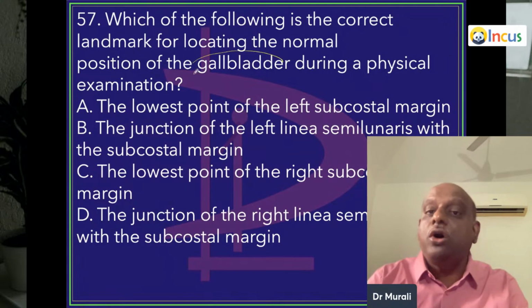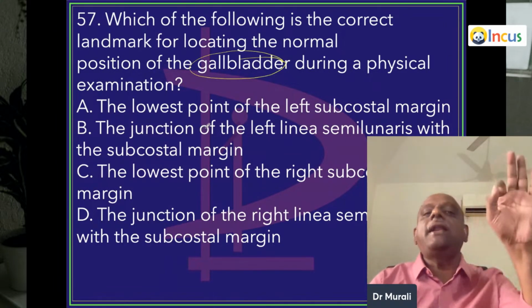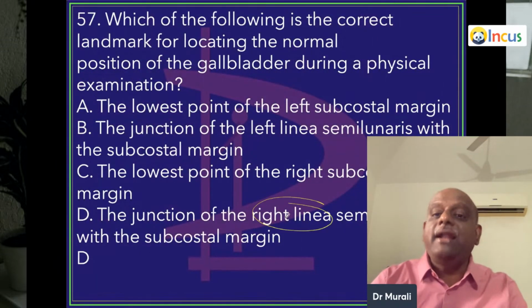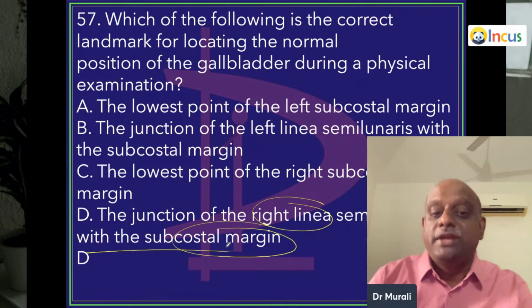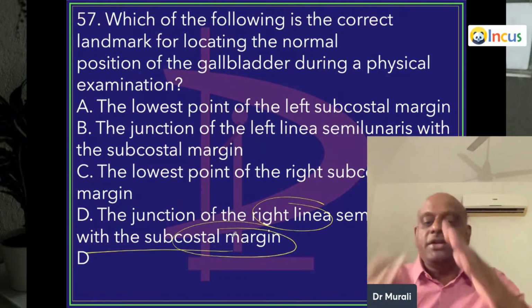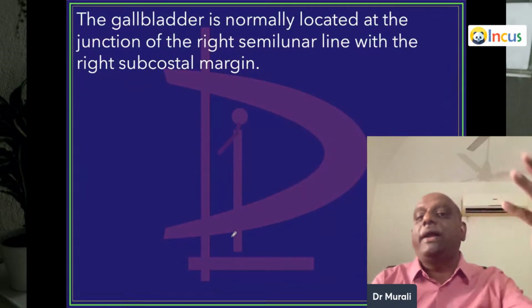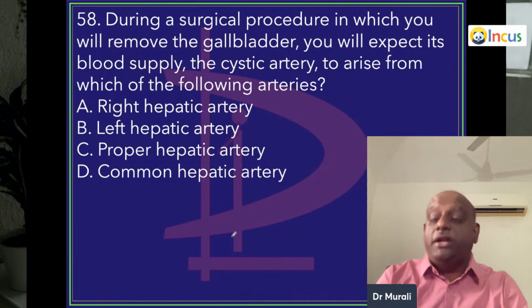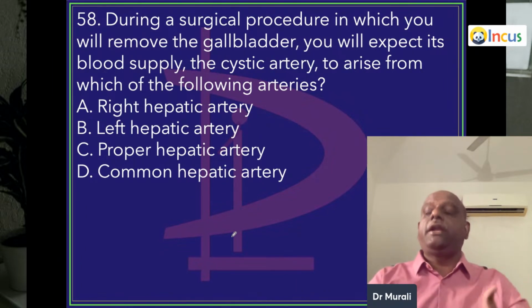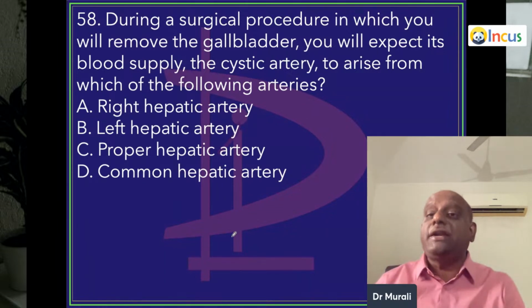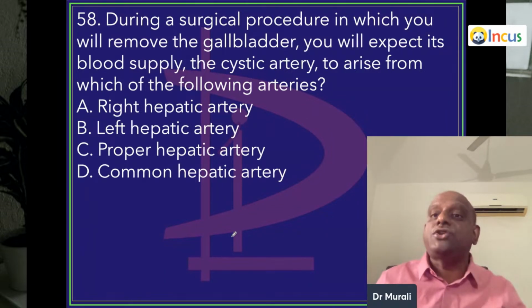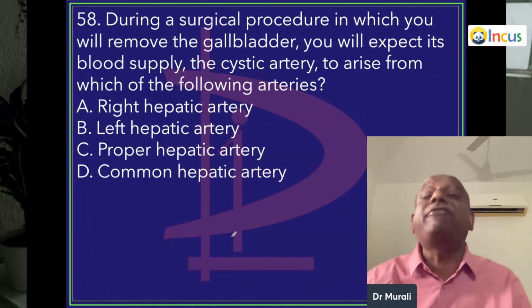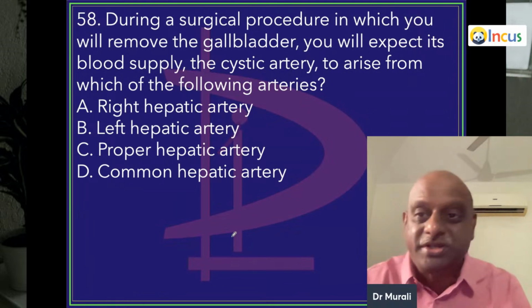Now, what is the correct landmark to know the normal position of the gallbladder? It is the right linea semilunaris and the subcostal margin junction. That is the place where you identify the gallbladder. So palpation of the gallbladder is very important. If there is acute cholecystitis, whenever the patient takes a deep inspiration and the gallbladder descends, the inflamed gallbladder touches your hand, the patient will hold his breath. That's called Murphy's sign in the case of acute cholecystitis.